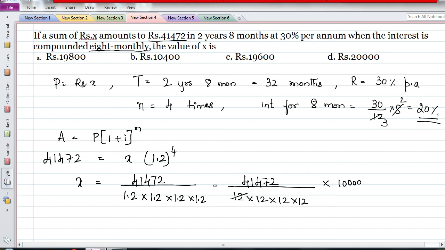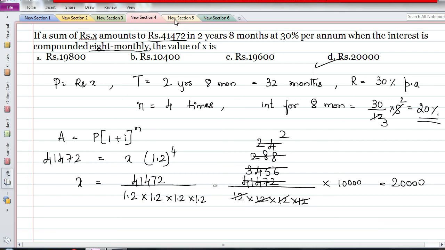Now we cancel this by 12. You get 3, 4, 5, 6. Again we cancel by another 12: 2s are 24, then we get 8s are 96, then again 8. So another 12 we will cancel. We get 2s are 24 and 24, 12 2s are 24. So we cancelled everything and we ended up with 2. 2 into 10,000 is 20,000. So that is your answer. Hope it is clear.